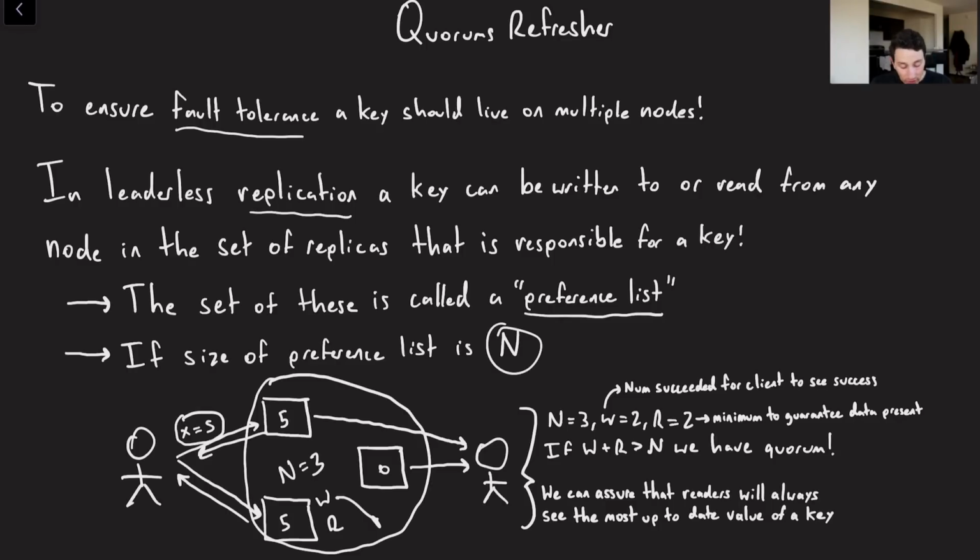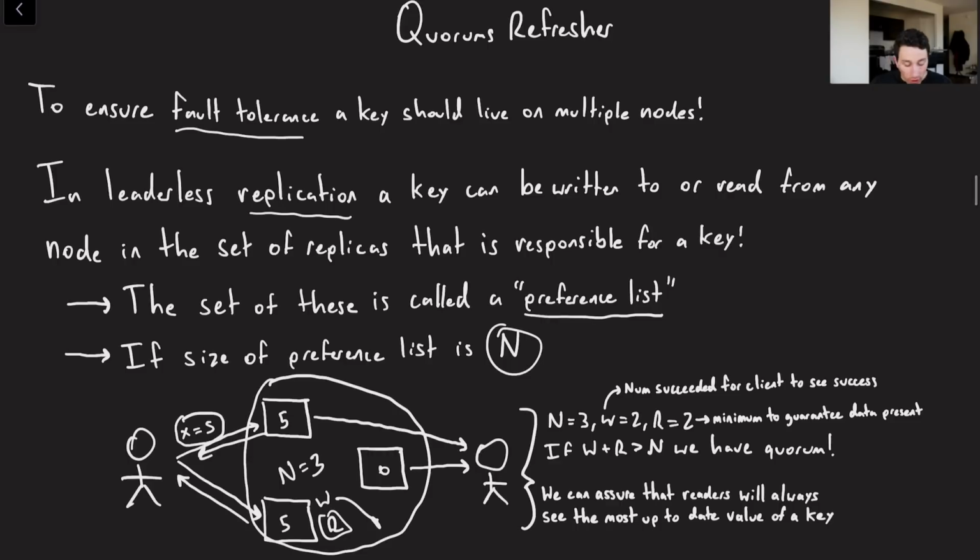Then we also have this parameter r. What r is saying is this is the number of nodes that you need to read from to ensure that you see a proper value. If I'm only able to read from 1 node, my Dynamo client local to my server would say, "Hey, you didn't have a successful read." However, if I can get responses from 2 nodes, the read is considered successful. So why is this useful?